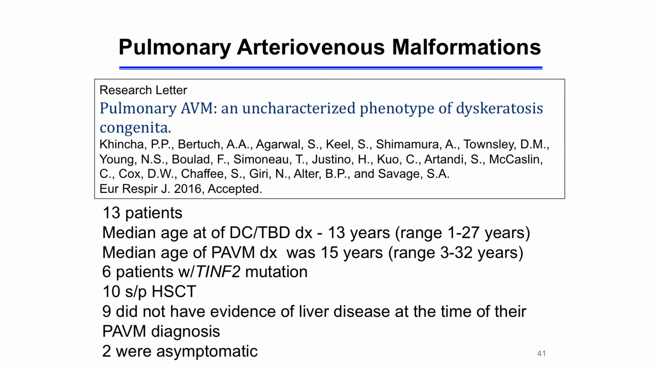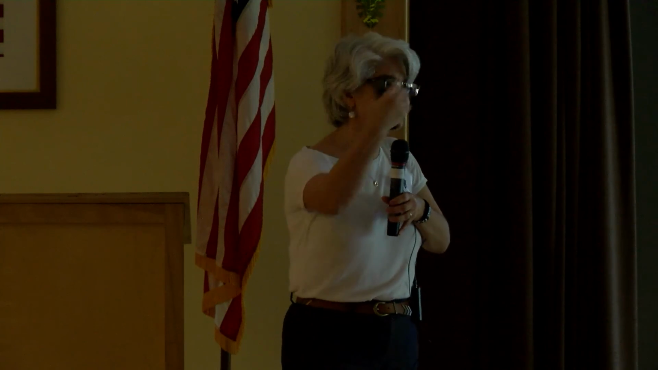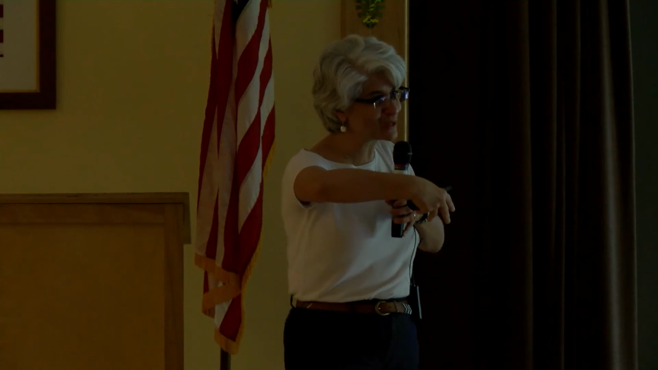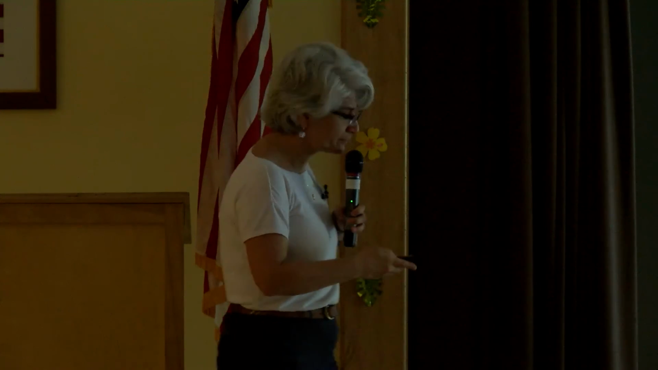9 of the patients did not have any evidence of liver disease at the time of the diagnosis of pulmonary AVM. It was not detected. It doesn't mean that it's not going to develop, but at the time it was not detected. And interestingly, 2 of the patients were asymptomatic. The diagnosis was made after they had pulmonary function tests with DLCO. The DLCO was low, and that led to additional studies in which these were identified. The patient wasn't even experiencing any symptoms at the time.